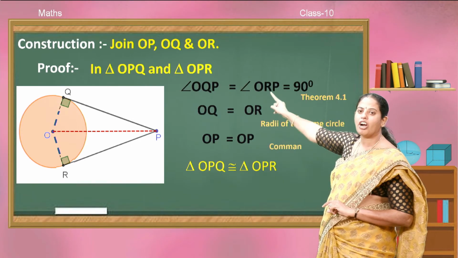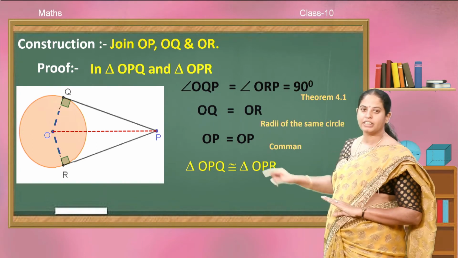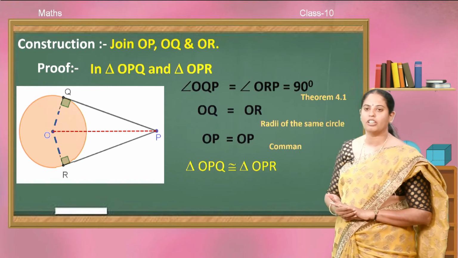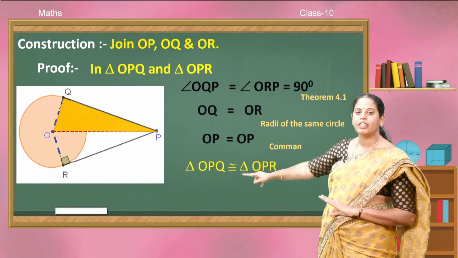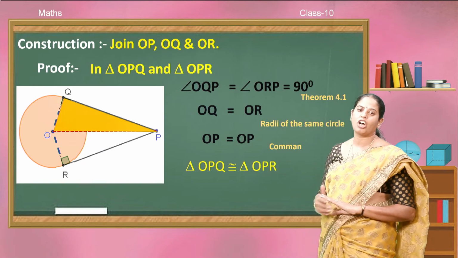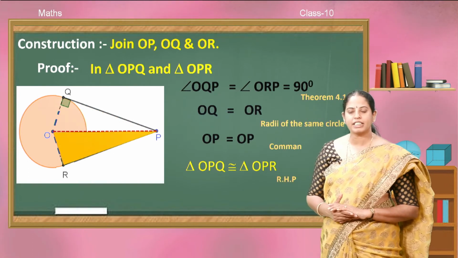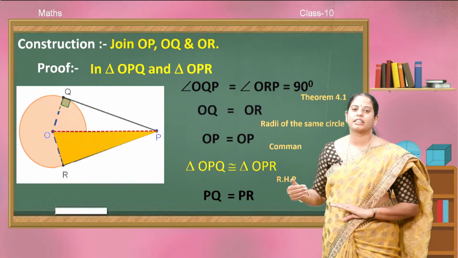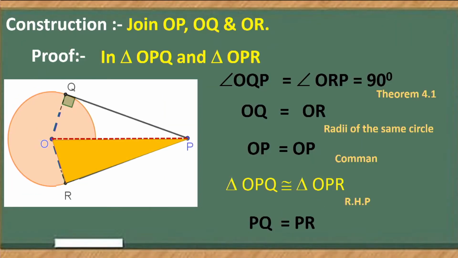Hence, according to the RHS postulate, triangle OPQ is congruent to triangle OPR. We are showing that triangle OPQ is congruent to triangle OPR according to the RHS postulate. Now, the other three elements of these triangles are equal, since the two triangles are congruent.